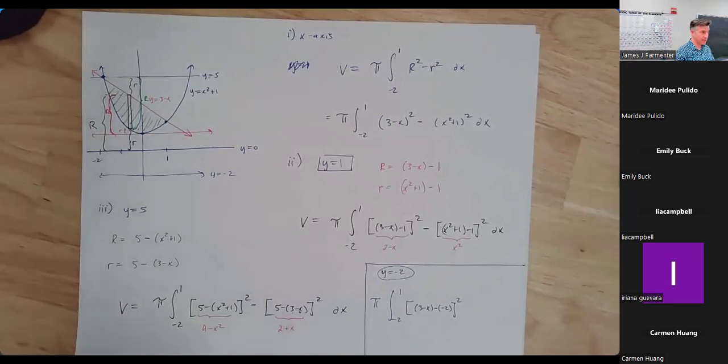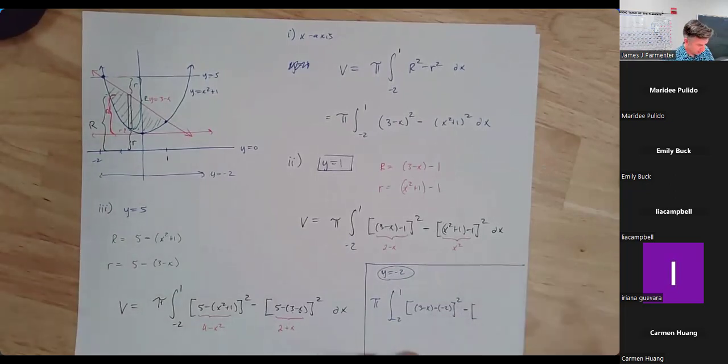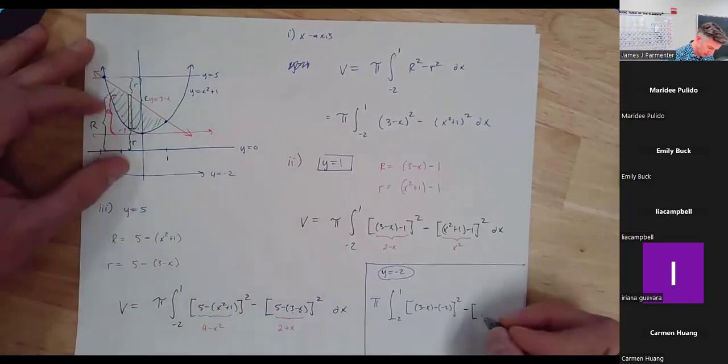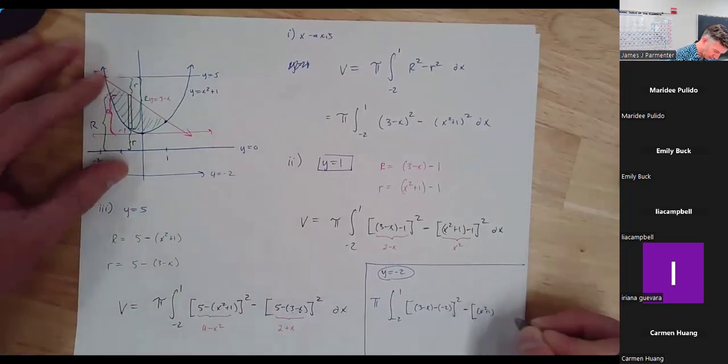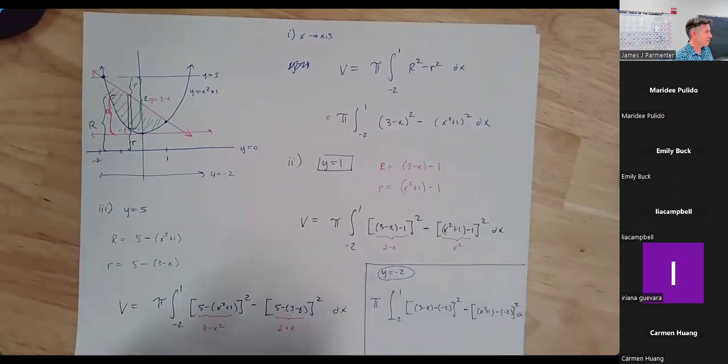So I really want you to think of it as subtracting. And then yes, when you subtract the negative number, it turns into addition. But think of it as subtraction first. And then the other part would be minus the inner radius squared, and the inner radius would be x squared plus 1 minus -2, quantity squared. So that's how I would definitely recommend you do it.